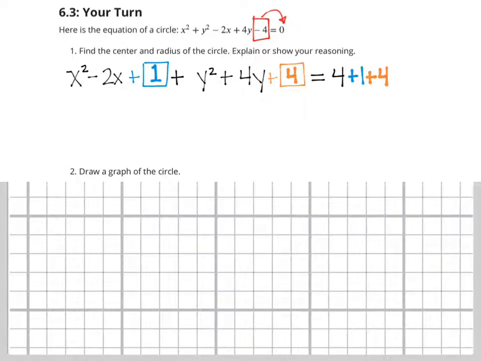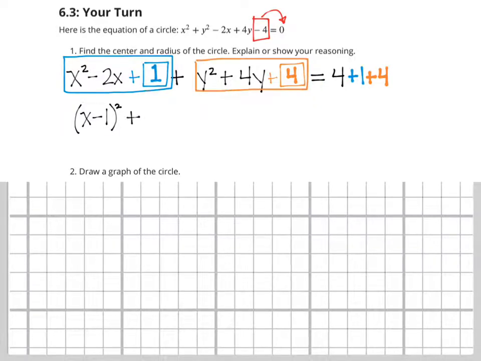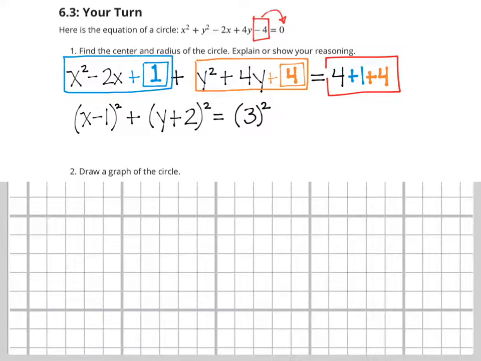And now we're able to take this perfect square trinomial, and what we squared, which was negative 1, is going to help us write that as x minus 1 quantity squared. And here, what did I square? I squared positive 2. And so for that one, we have y plus 2 quantity squared. On the far right, 4 plus 1 plus 4 is 9. I want to write that as something squared. Well, 9 happens to be 3 squared.